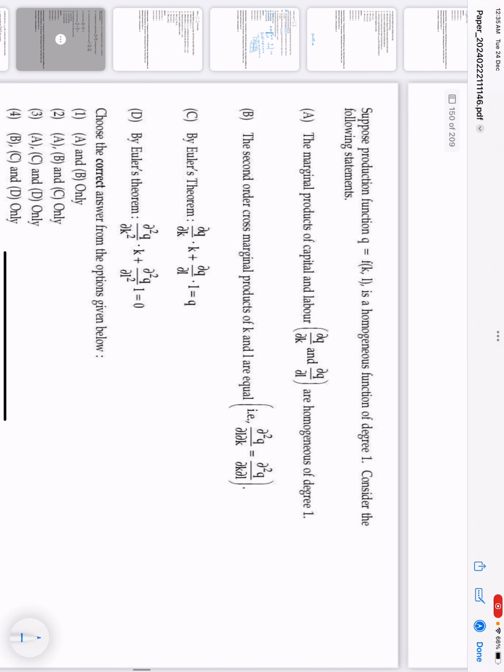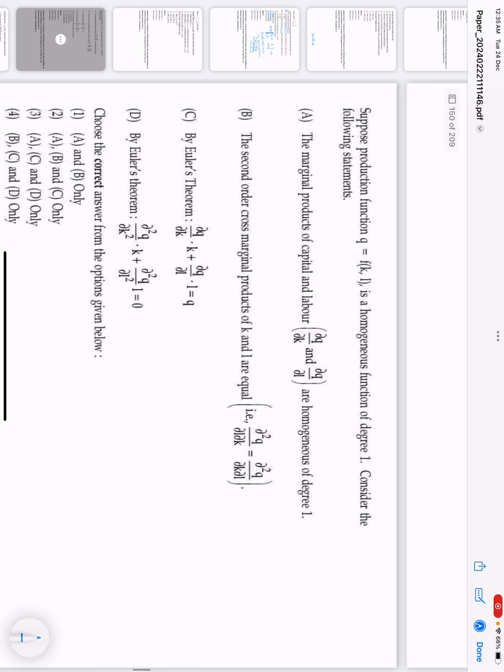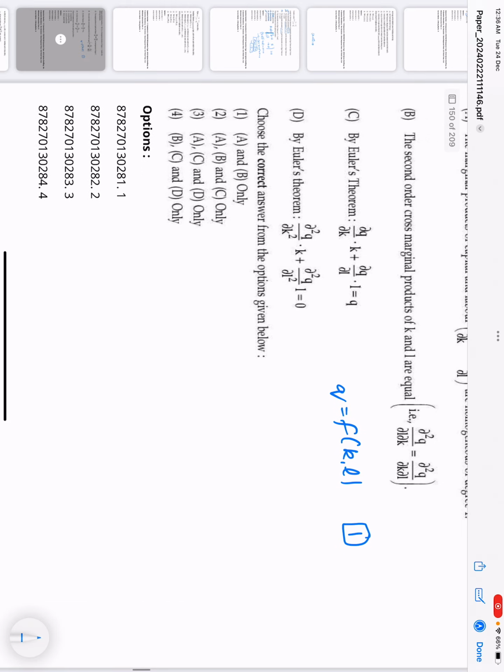Okay. Now, production function is Q equals F of K comma L, homogeneous of degree 1. Consider the following statement: marginal product of capital and labor are homogeneous of degree 1. Okay. Now looking at the next question. The next statement.